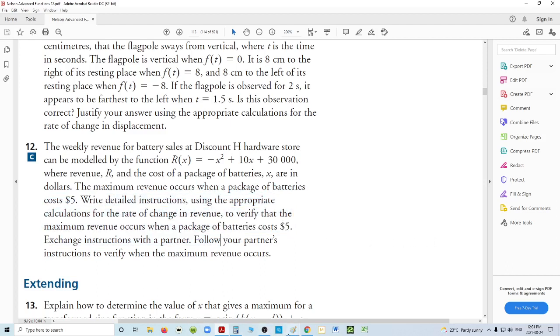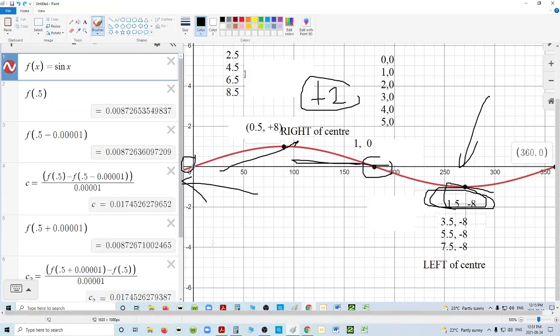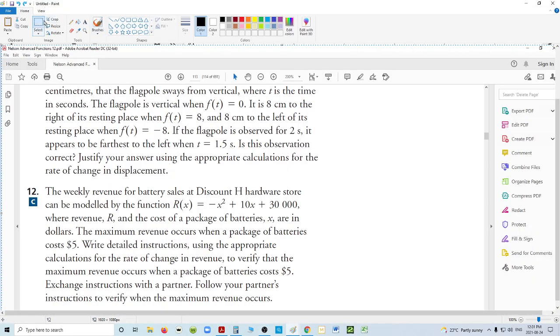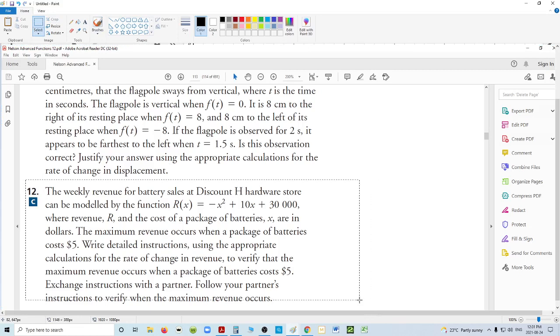Excellent. So here's your instructions on how to do it, and this might be worth writing down, because this is how you should do it for all rates of change.